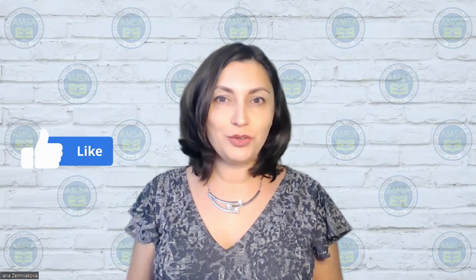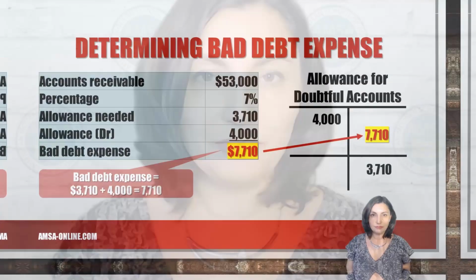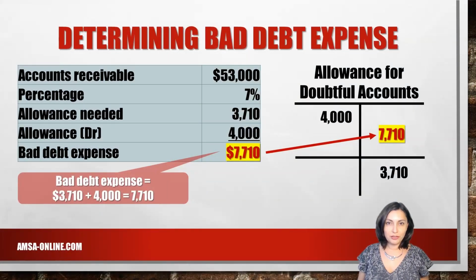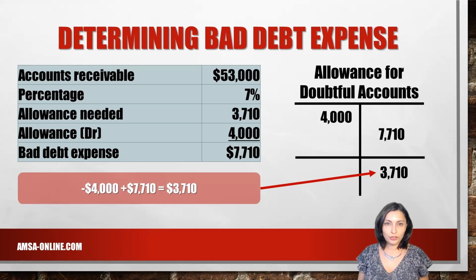The next step is to calculate the bad debt expense. We add the beginning debit balance of $4,000 to the needed allowance of $3,710 to arrive at the bad debt expense. $3,710 plus $4,000 equals $7,710. In other words, minus $4,000 plus $7,710 equals $3,710. We use negative $4,000 as this is a debit balance.